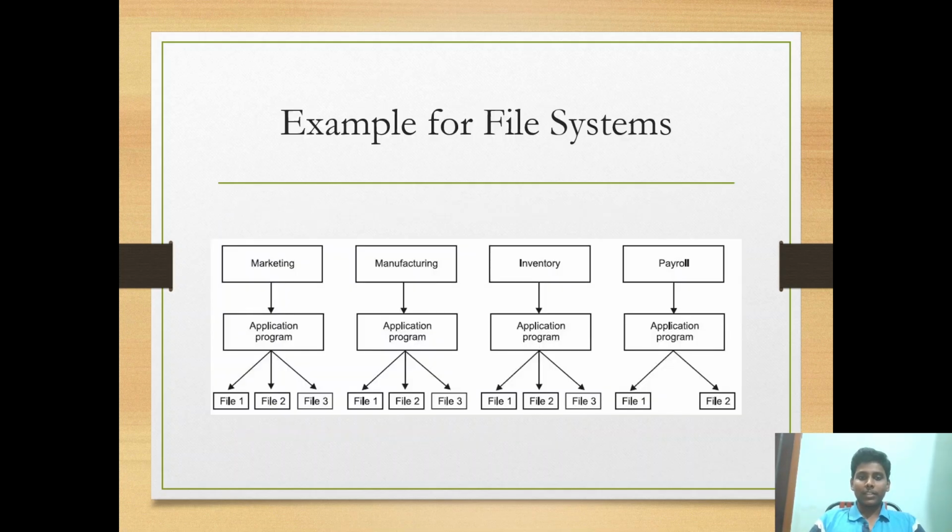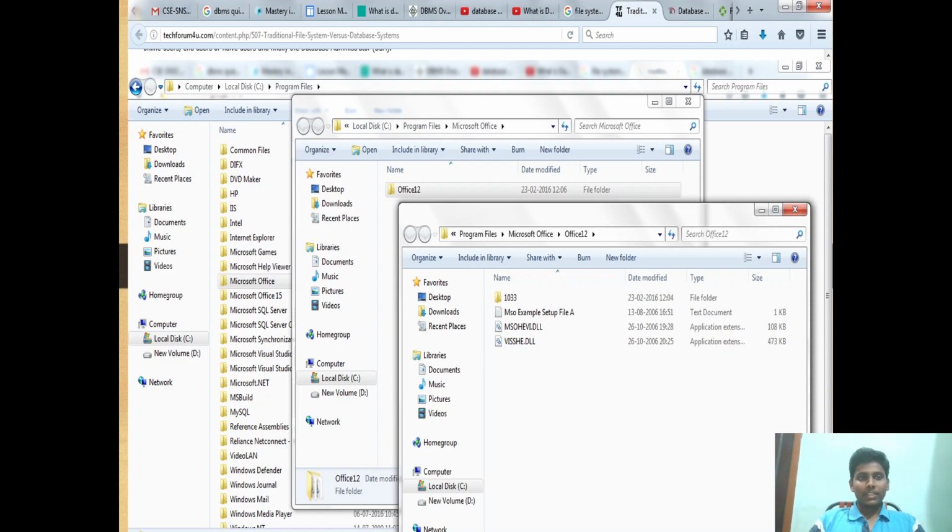Example of a file system. You can see the example here: marketing application program with file 1, file 2, file 3, and manufacturing application program with file 1, file 2, file 3. Next, inventory application programs with file 1, file 2, file 3. Next one is payroll application program with file 1, file 2. This is the example for a file system. We can see the file manager image of how our file system works. Here we can see many folders, and in them we can open any file.